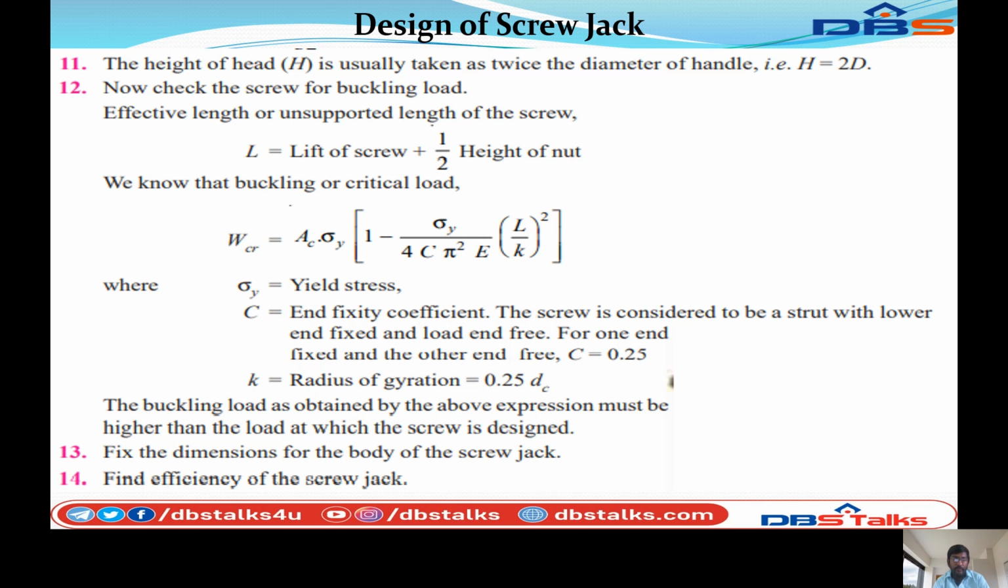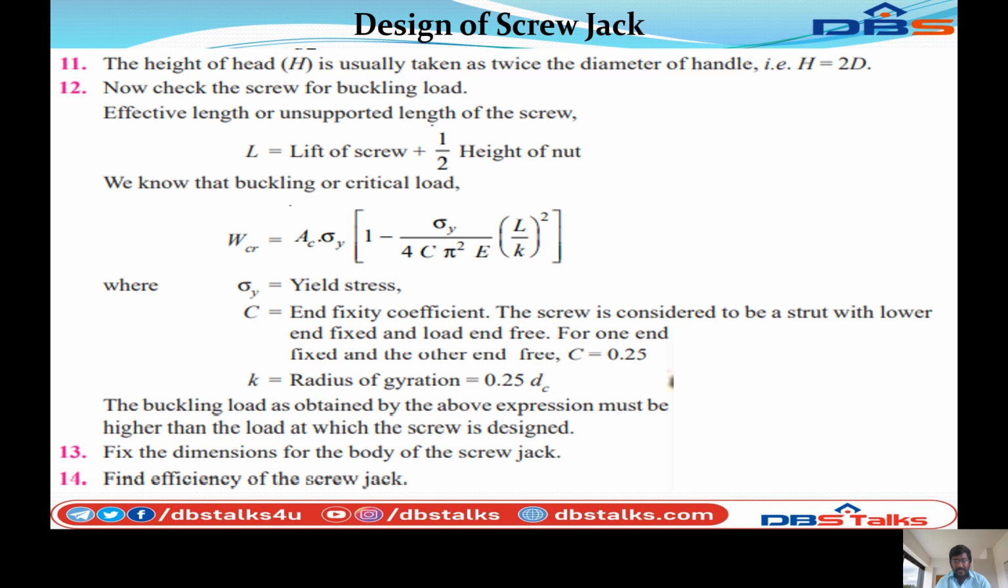So W_CR, where sigma_y is the yield strength and capital C is the end fixity coefficient. The screw is considered to be a strut with the lower end fixed and the upper end free. For one end fixed and the other end free, C is equal to 0.25, this is the standard. So substitute in the values. K is the radius of gyration, that is equal to 0.25 into d_c. This one is also a standard formula.